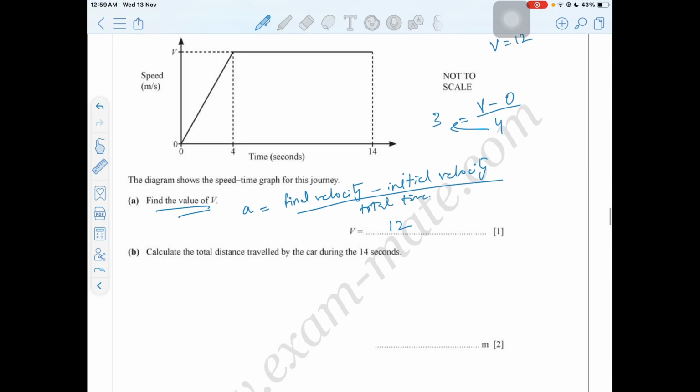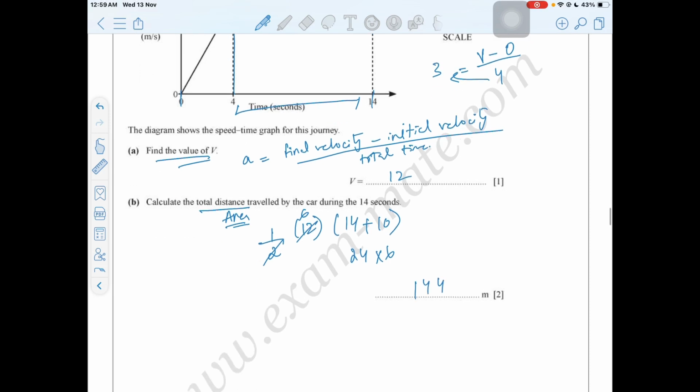Now we need to calculate the total distance. For the total distance, we need to calculate the area, right? So area will be a trapezium. We know the area of trapezium, 1 over 2. This is the height, which is 12, and this is the base. These are the two sides, which will be taken as sum, right? So we have 14 plus this is 10. We cancel this out. We get 24 multiplied by 6, which will be 144, right?